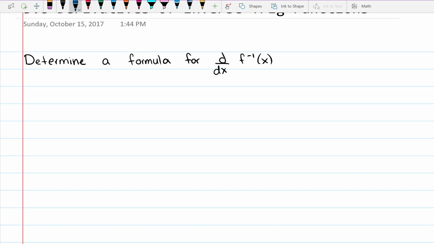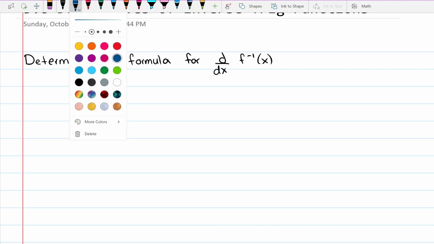Alright, so welcome back. We are going to look at the derivative of an inverse function. So we're going to be taking the derivative and finding the general formula to find the derivative of an inverse function. So recall, for an inverse function, we have that the x and y values are swapped. That's how an inverse function works.